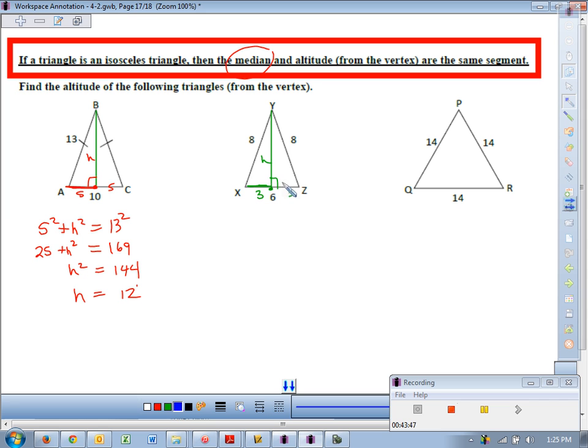Time out. Do you understand how to do that? Yes or no? We're running out of time. Let's go to the next one. That one's pretty simple. Let's go to the next one.